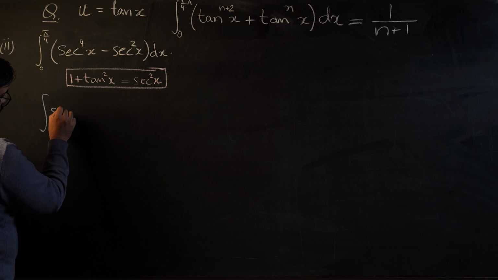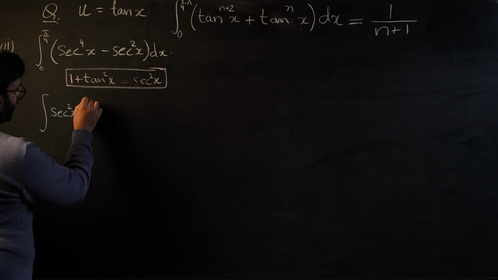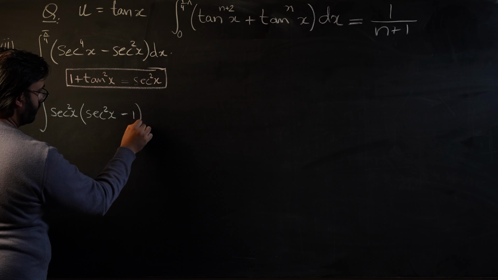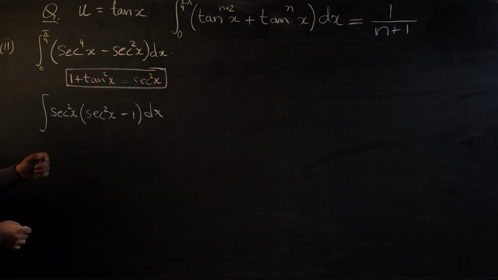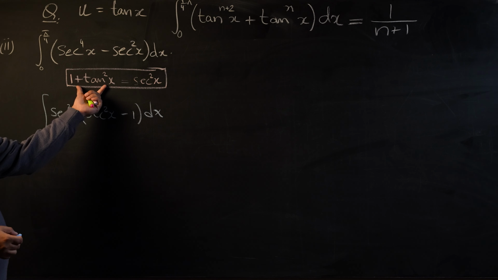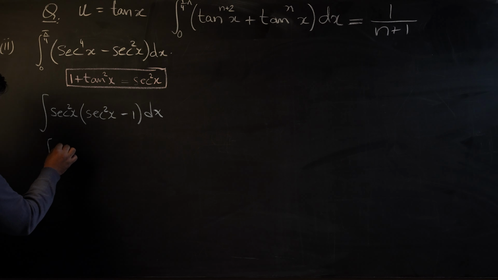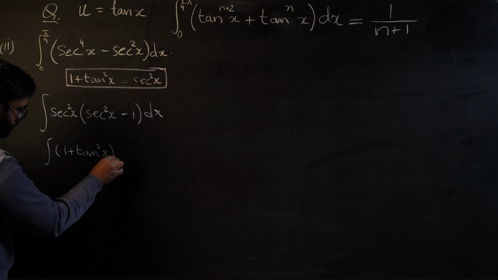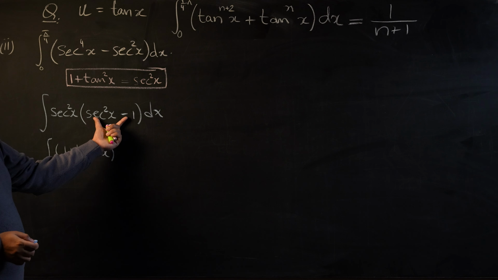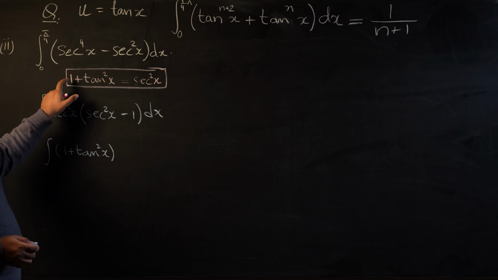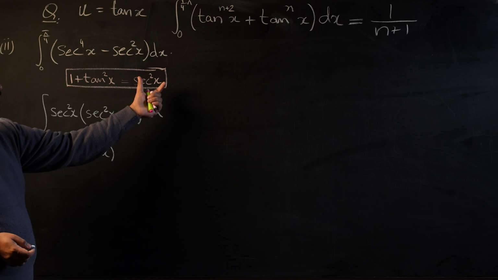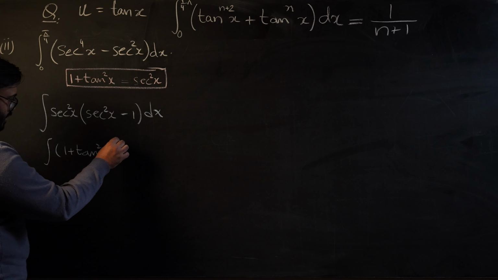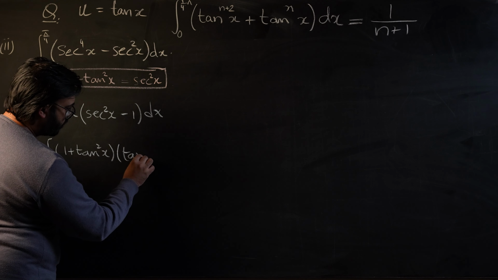So I would take secant squared common. This would look like this: secant squared x times secant squared x minus 1. Okay, so this secant squared can be written as 1 plus tan squared. So I would write 1 plus tan squared for the first secant squared. And for secant squared x minus 1, if you look closely, if this 1 goes to the other side, this would become secant squared x minus 1. This would be equivalent to tan squared x. So this second bracket would become tan squared x.